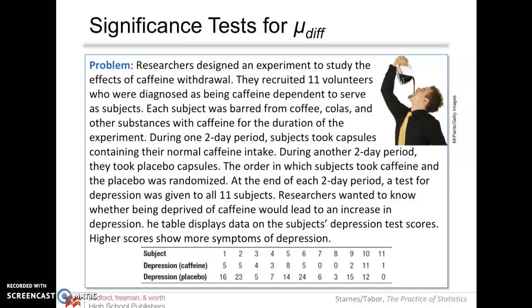Researchers wanted to know whether being deprived of caffeine would lead to an increase in depression. And the table displays data on the subjects' depression test scores. Higher scores show more symptoms of depression. So we have the caffeine group and the placebo. They're the same ones, they're the same people. 11 subjects had both treatments.